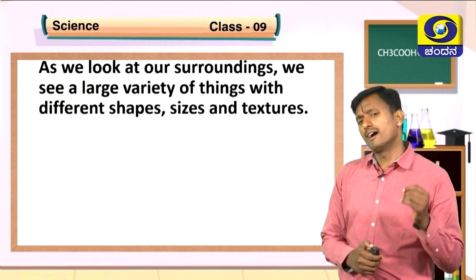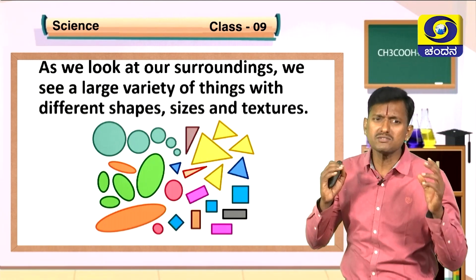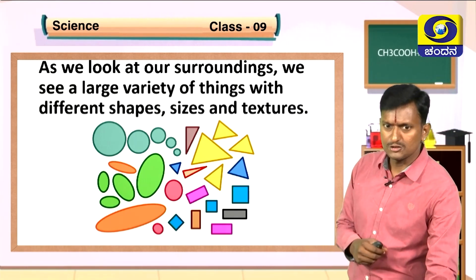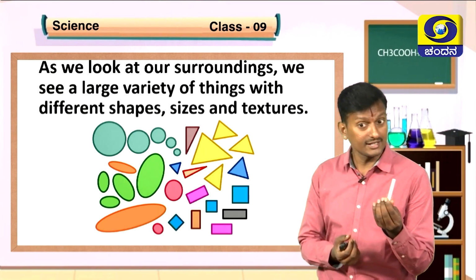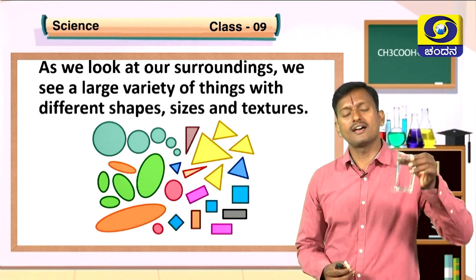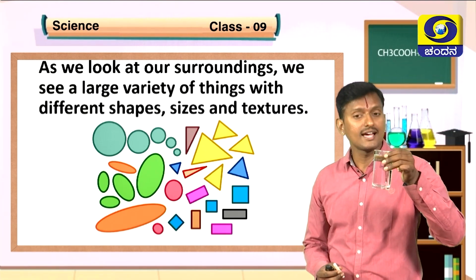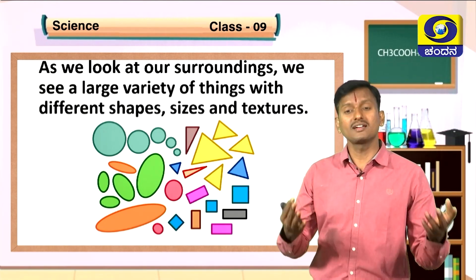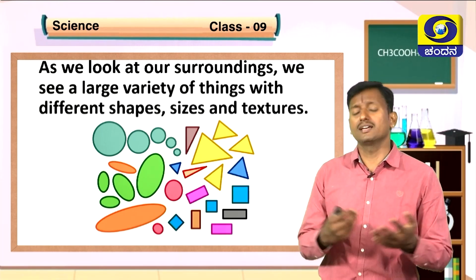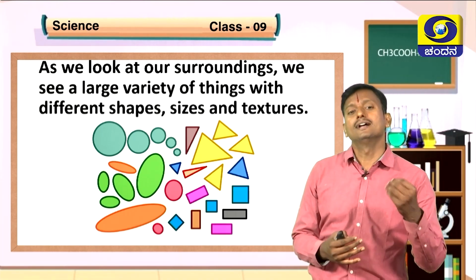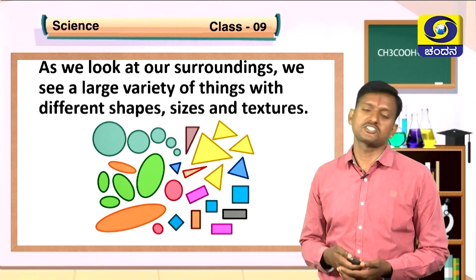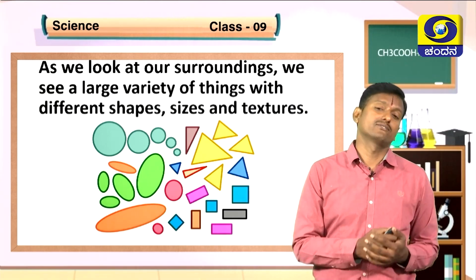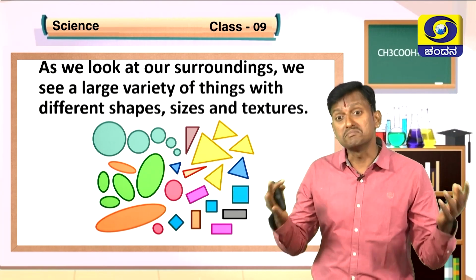Children, as we look at our surroundings, we see a large variety of things with different shapes, sizes and textures. The chalk piece has a different size and shape. Likewise, a glass will have a different size and shape. So, the shape and size will be circular, oval, a triangle, a rectangle. Varieties of things are there in our surroundings with different shapes, sizes and textures, isn't it? The color will be different, the shape will be different, the size will be different. Some are very small and some are very big.